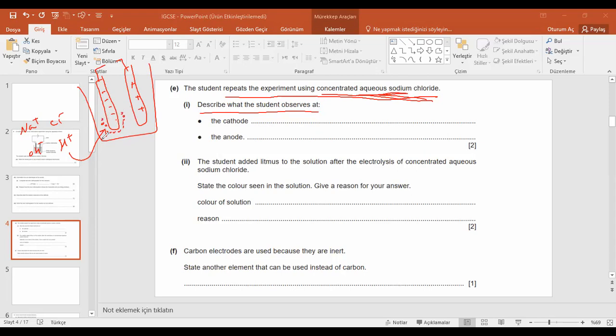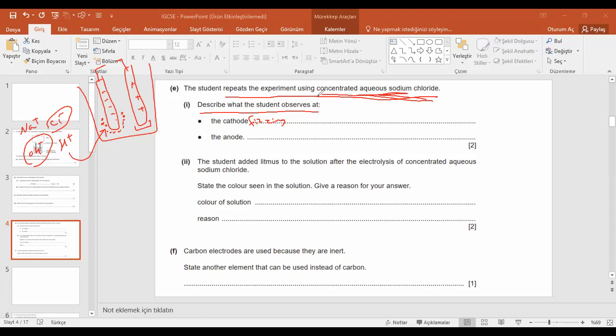Hydrogen gas being liberated. So once more, guys, you will see fizzing. And talking about the anode, what are the species attracted to the anode? Is it Cl minus or OH minus? And how do we know?